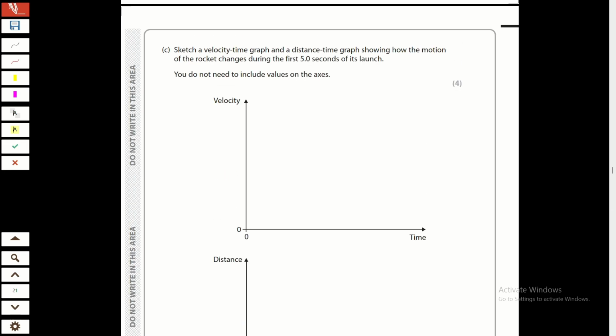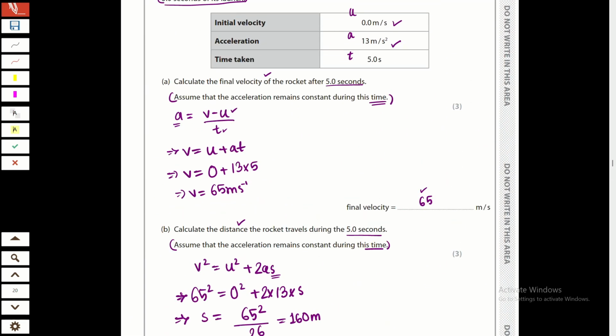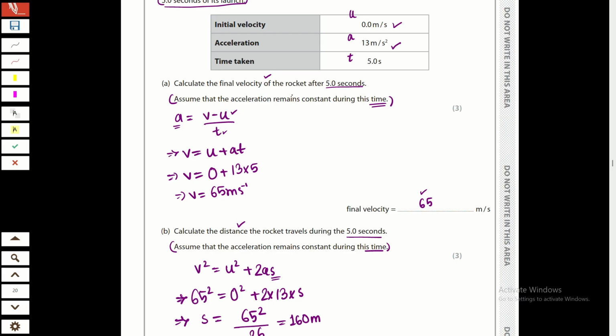Okay. Now question number C, where we will have to sketch a velocity time graph and distance time graph. Sketch a velocity time graph and distance time graph showing how the motion of the rocket changes during the first 5 seconds of its launch. You do not need to include values on the axis. So we just have to sketch a velocity time graph and distance time graph during this 5 seconds of the rocket's motion, and we don't have to place any kind of values on the axis.